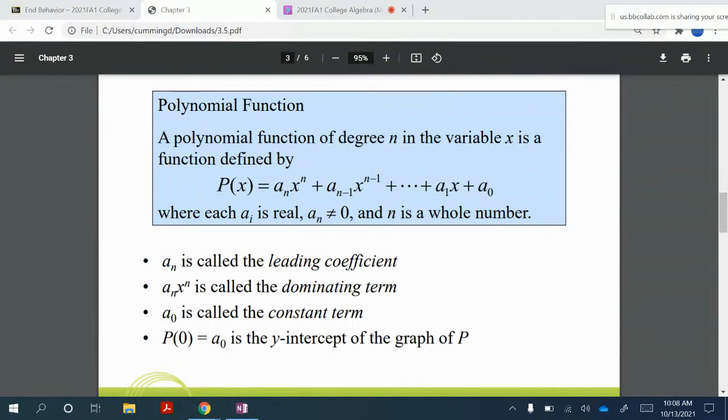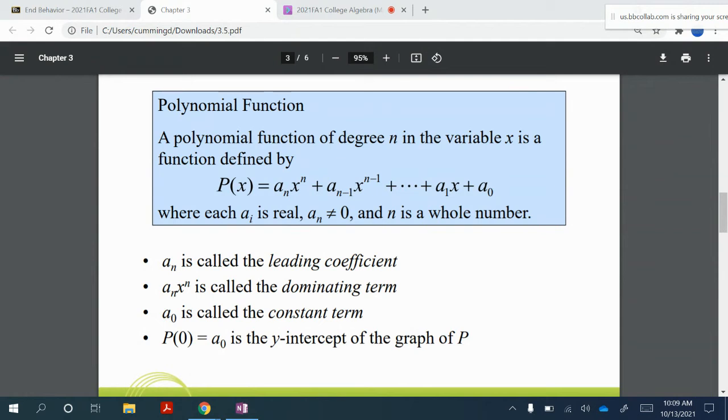function, and it's written out in this form: P of x is equal to, and if you look at that very first term, it's a sub n. And if you look at the bullet points below, a sub n is called the leading coefficient. A coefficient is just the number part of your term. The leading coefficient would be the number part of the variable with the largest exponent: a sub n times x to the nth power.